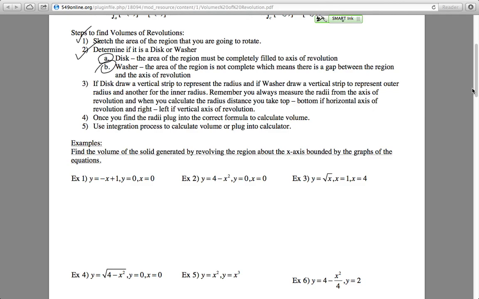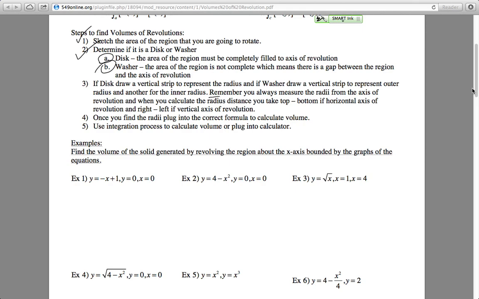Step 3, if disk, draw a vertical strip to represent the radius. And if washer, draw a vertical strip to represent the outer radius and another for the inner radius. Guys, if it's a disk, there's only one radius. If there's a washer, there's two radii. There's an outer radius and an inner radius, because you got to subtract the inner part to form the donut-shaped object that you want. Because you got to subtract part out.